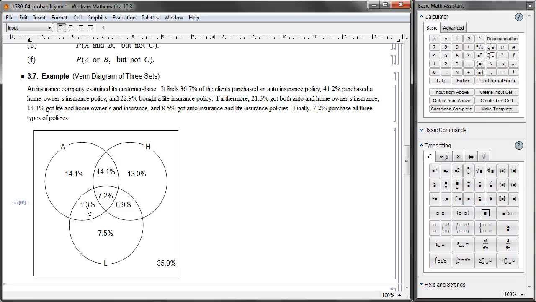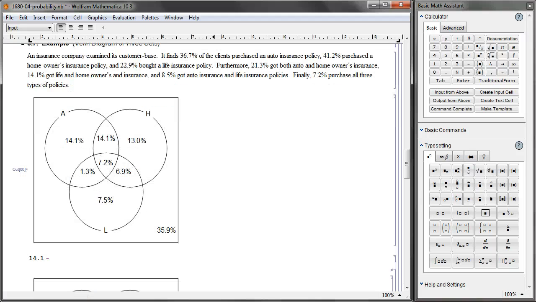How about the next one? Keep backtracing. 14.1% got life and homeowners insurance. So life and homeowner, here where my mouse is running around. Out of that 14.1, 7.2 already have all three. So what's the other? 14.1 minus 7.2, we end up with 6.9. That's how we get 6.9% here. Keep backtracing, we have 21.3% minus 7.2. That's how we get 14.1% here.